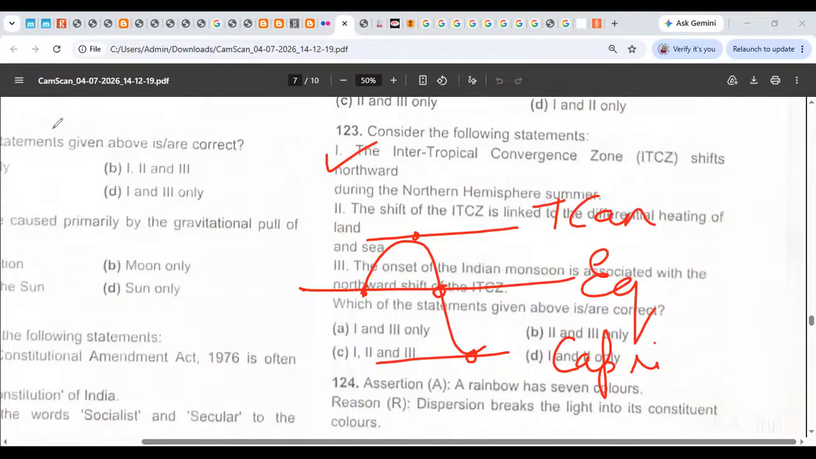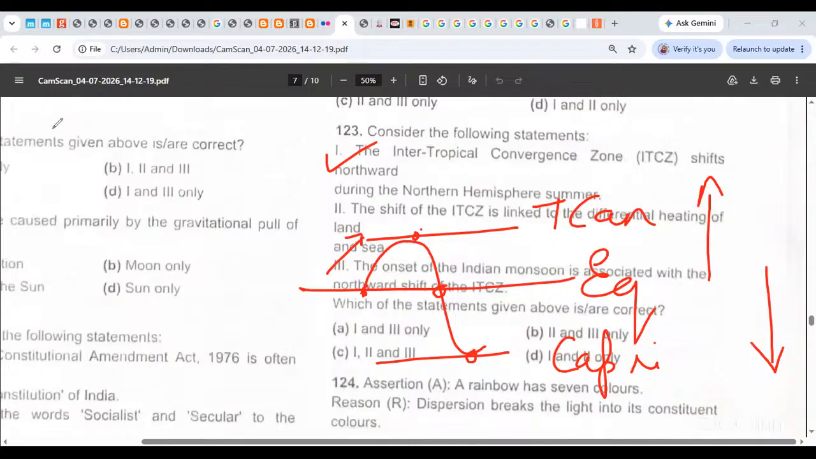Now, because the sun keeps moving from March to June, from the equator towards the Tropic of Cancer, all the pressure belts, which have a thermal origin, also dynamic but mostly thermal, will shift. Because of the movement of the sun and the insolation that different latitudes receive, the pressure belts shift either completely northward or completely southward. So this definitely happens.